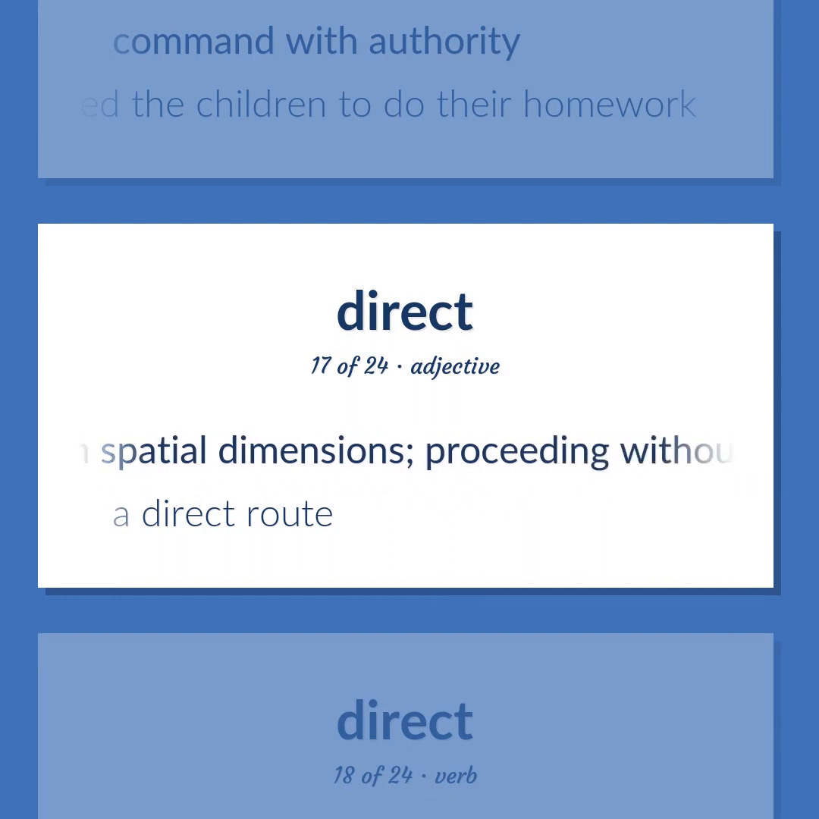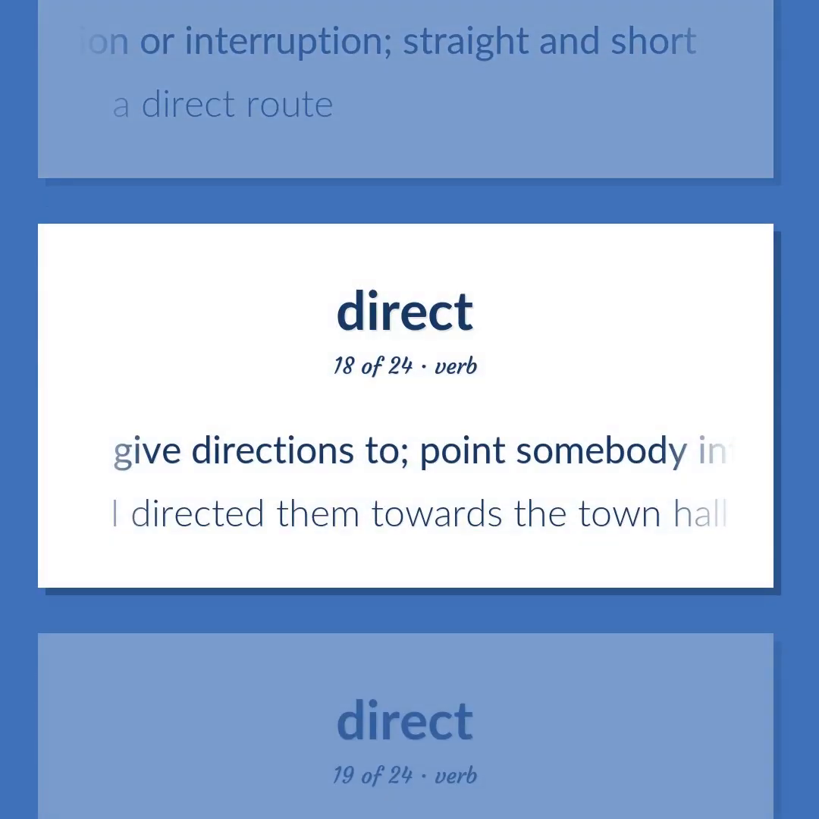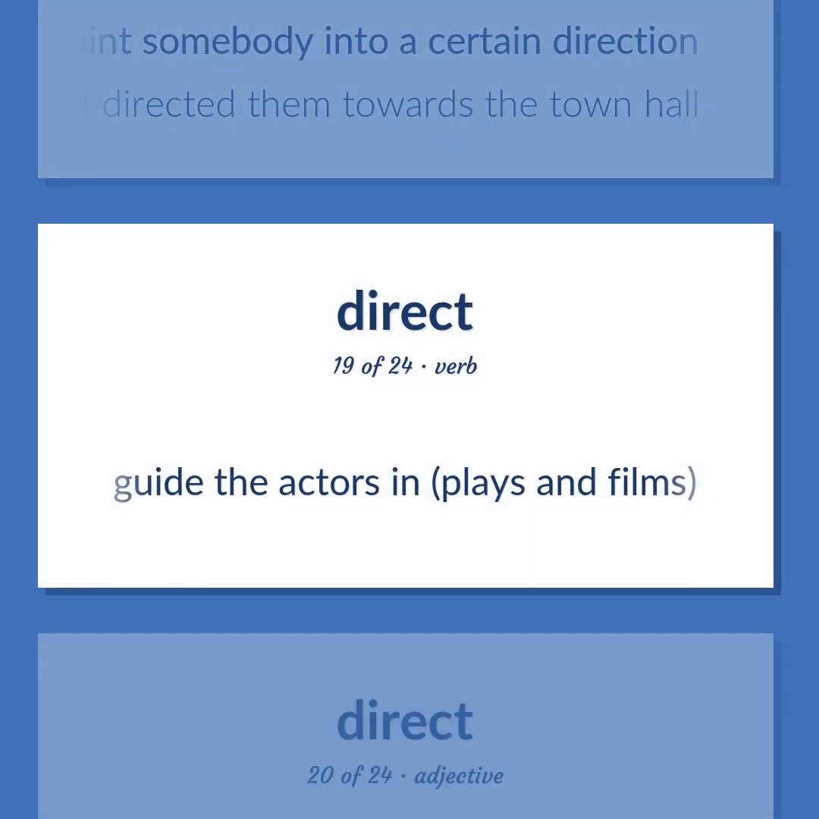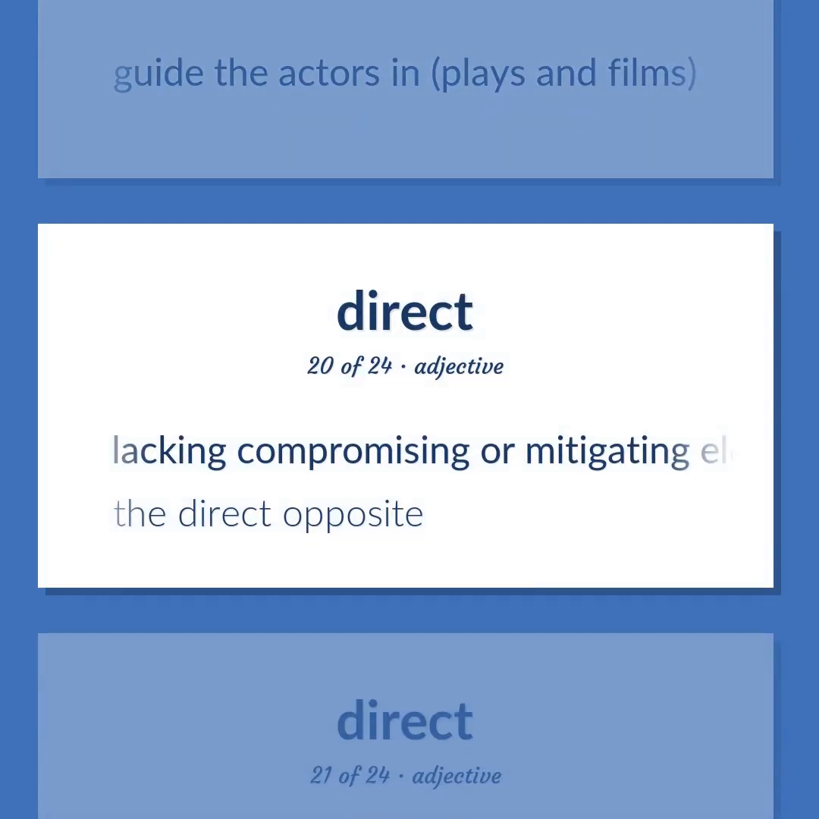Direct in spatial dimensions. Proceeding without deviation or interruption, straight and short. A direct route. Give directions to, point somebody into a certain direction. I directed them towards the town hall. Guide the actors in plays and films. Lacking compromising or mitigating elements, exact. The direct opposite.